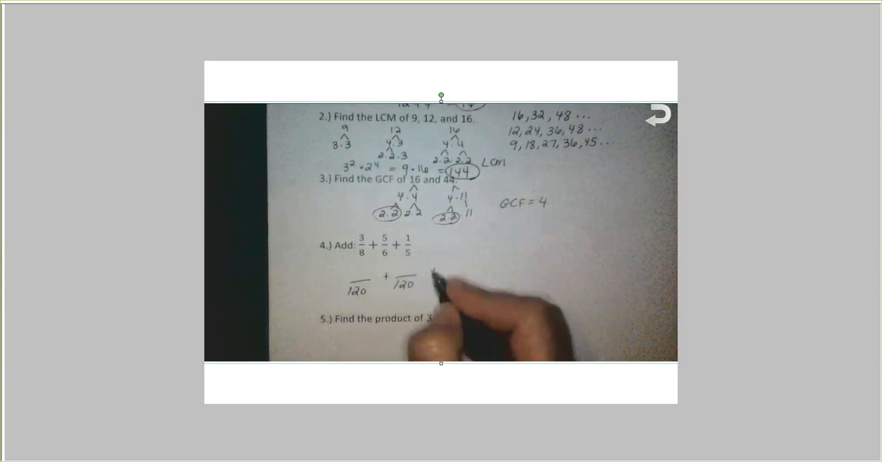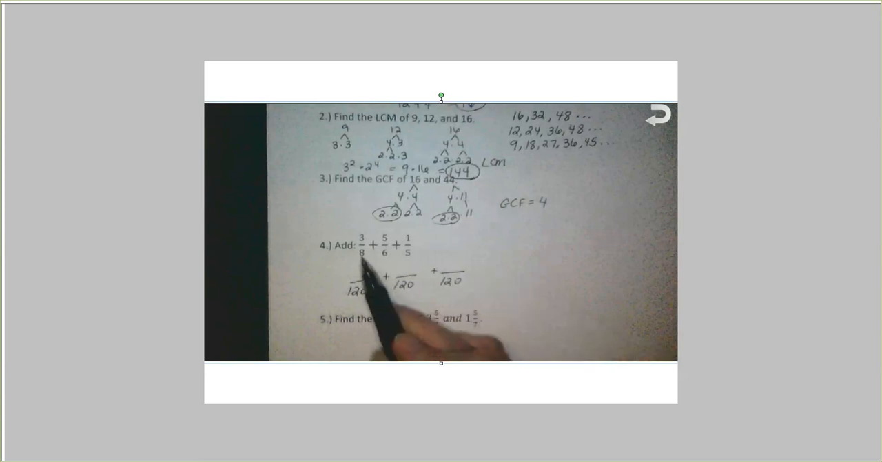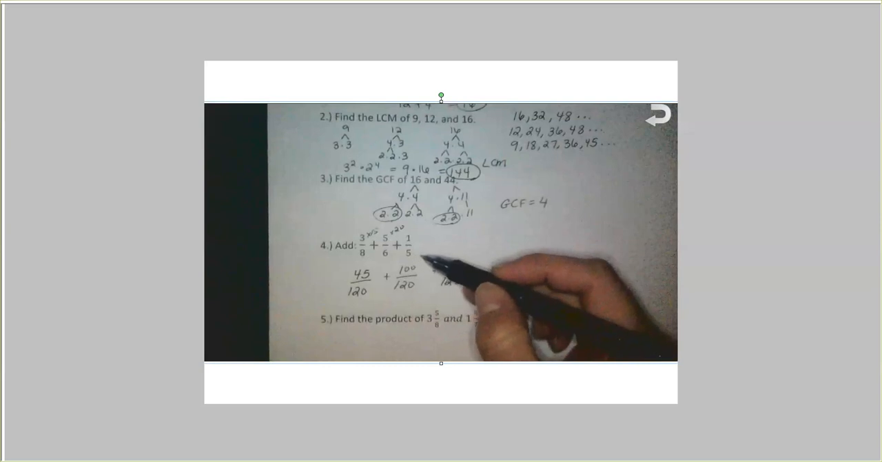The least common multiple between these will be 120. I know that 8 times 15 is 120, so I have to multiply 3 times 15 as well. That would be 45. 6 times 20 is 120, so I have to multiply that numerator by that same amount. 5 times 20 is 100. 5 times 24 is 120, so 1 times 24 would be 24 to get equivalent fractions with a common denominator.